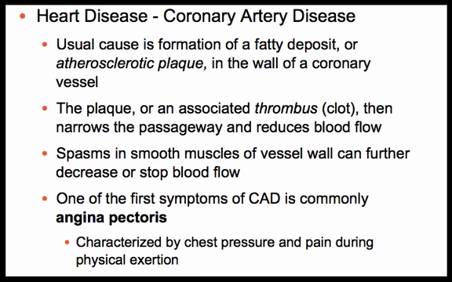This fatty deposit is called an atherosclerotic plaque. The plaque forms a thrombus that narrows the passageway and reduces the blood flow to the coronary tissue. Spasms in the smooth muscles of the vessel walls further decrease or stop the blood flow. One of the first symptoms of coronary artery disease is angina pectoris, characterized by chest pressure and pain during physical exertion. This pain often refers from the sternum to the arms, back, and neck.